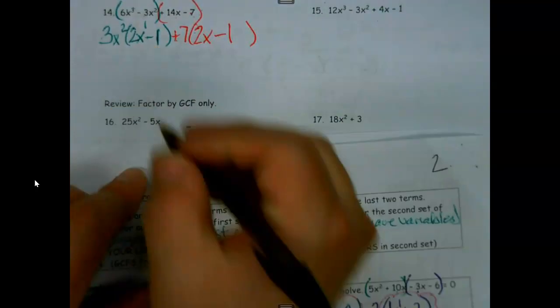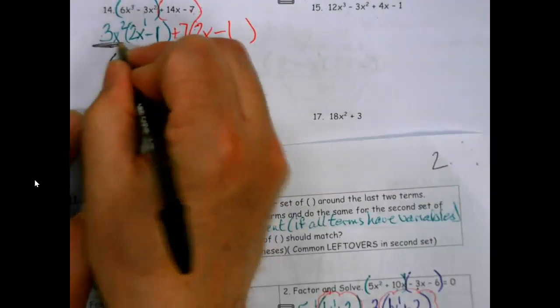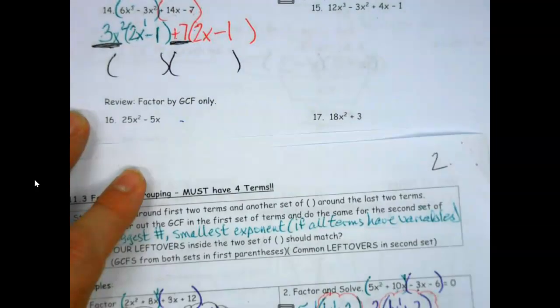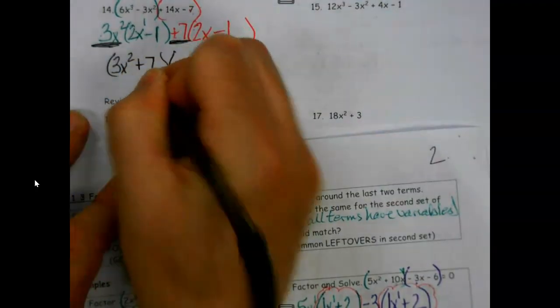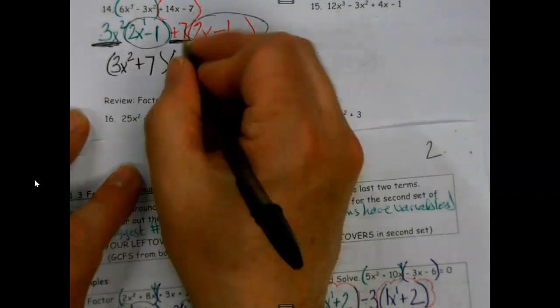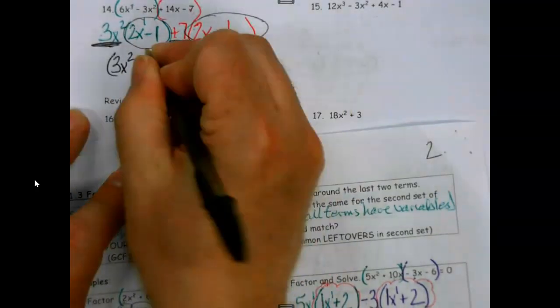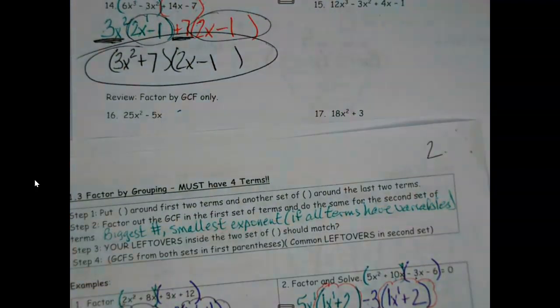So now when I go to put my answer together, the stuff on the outside goes together with their signs. And our common set of parentheses is the other half of my answer.